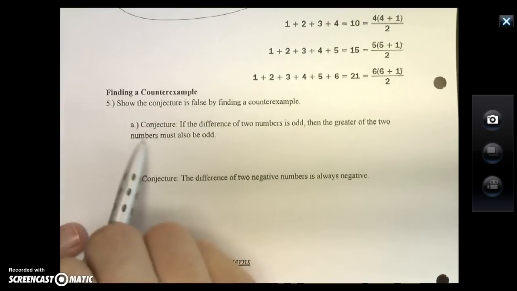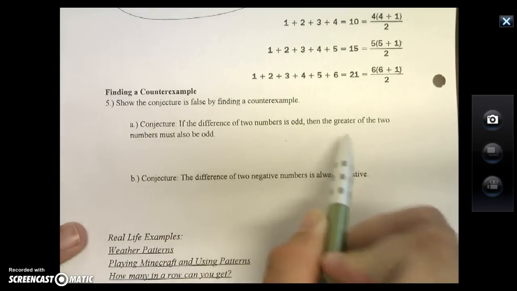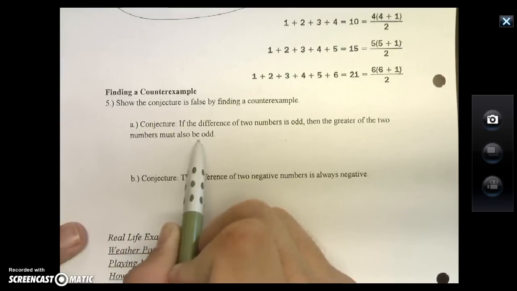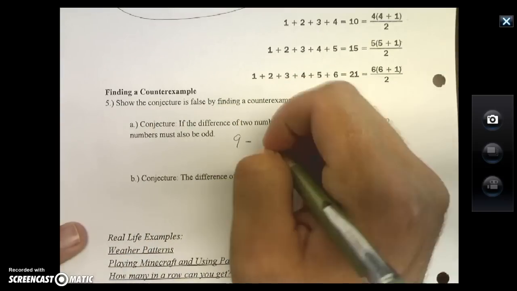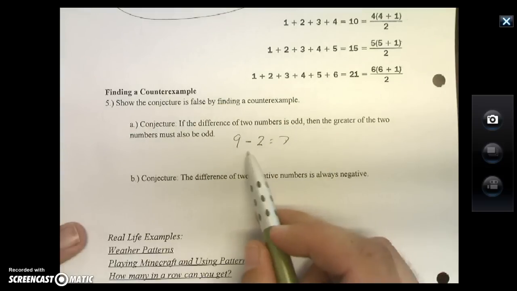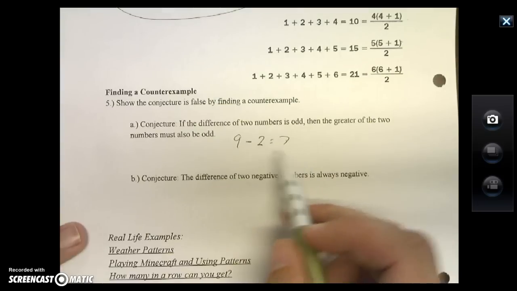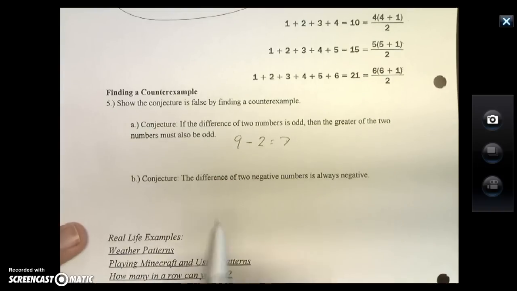So for part A, the conjecture: if the difference of two numbers is odd, then the greater of the two numbers must also be odd. All right? So what they're saying is this. 9 minus, let's go with 2, is 7. The difference, subtraction, that's odd. Well, the higher number is also odd. So this doesn't disprove anything. This actually proves the conjecture that this individual made.